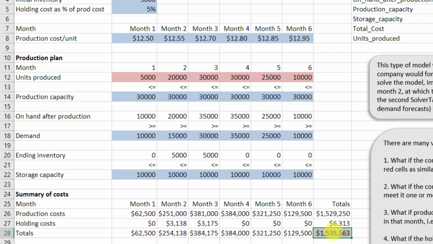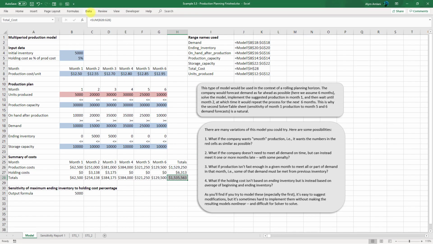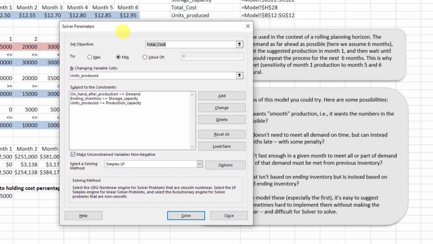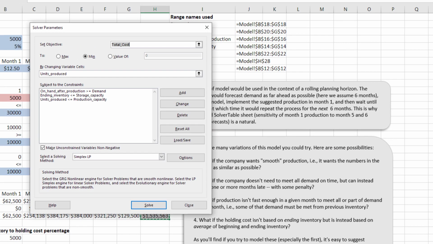Let's take a look now at what we have to put into Solver. If we click on Data, and we click on Solver, here's what we see. We want to set our objective, which in this case is our total cost, to a minimum. Remember, we're trying to minimize our total cost here by changing the number of units to produce, and that's going to be our decision variable.